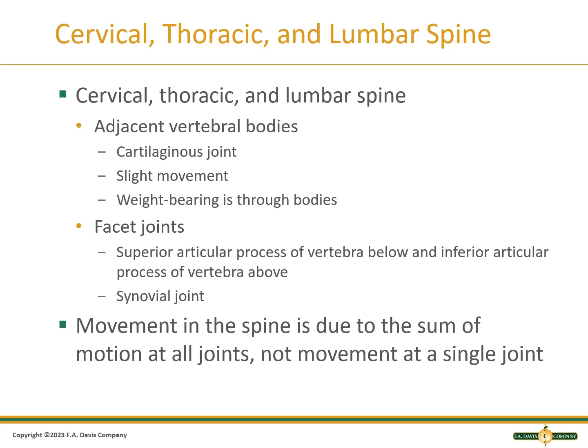Movement in the spine is due to the sum of motion at all joints, not movement at a single joint. So when we look at goniometry, we're not going to look at each vertebral level and how much it moves. We're going to look at the range of the trunk and its movement as a whole.